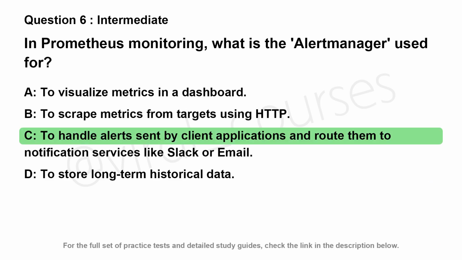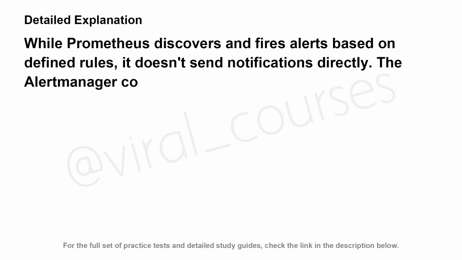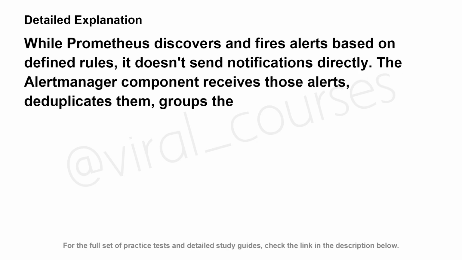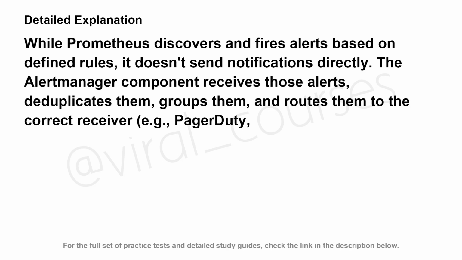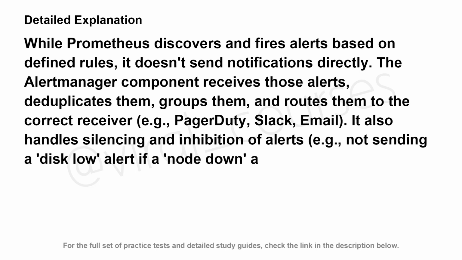The correct answer is C. While Prometheus discovers and fires alerts based on defined rules, it doesn't send notifications directly. The Alert Manager component receives those alerts, deduplicates them, groups them, and routes them to the correct receiver, e.g., PagerDuty, Slack, email. It also handles silencing and inhibition of alerts, e.g., not sending a disk low alert if a node down alert is already active.